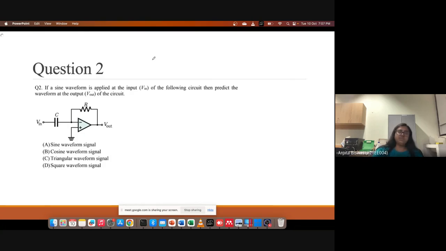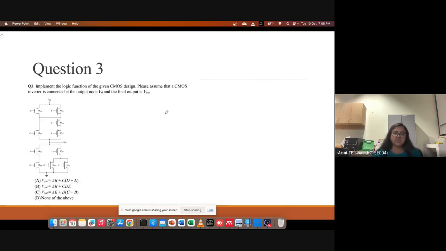Okay. Yes, the right option is the cosine waveform signal. Okay. So next, moving over to question number 3. Implement the logic function of the given CMOS design. Please assume that a CMOS inverter is connected at the output node V0 and the final output is V output.